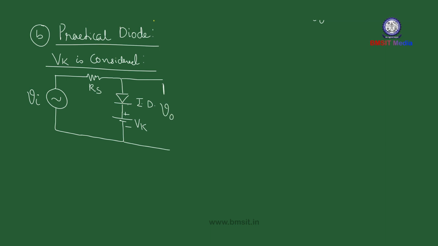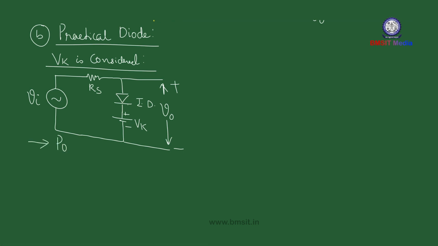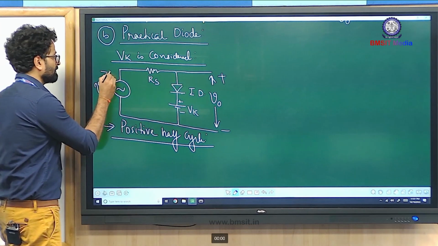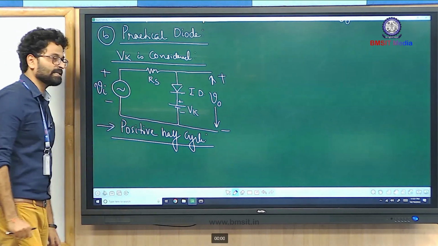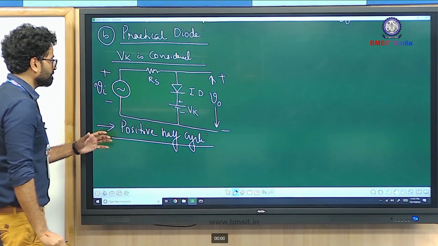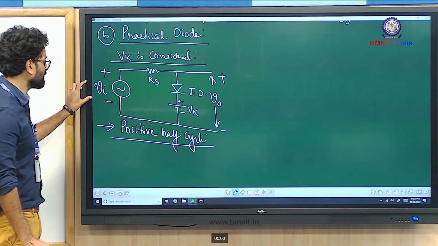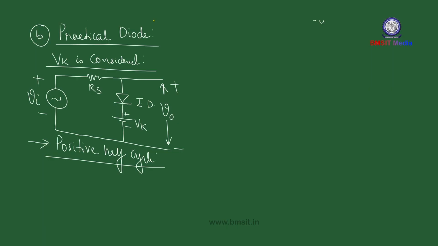And this is where we are going to observe the output. Now you can consider the positive half cycle. So let's see what will happen during the positive half cycle. During the positive half cycle, the upper side of the source attains positive polarity and the lower side of the source attains negative polarity. You can clearly observe that in this circuit there are two sources. On one side you have an AC source and on the other side you have a DC source. So you have to bring the source comparison into the picture.